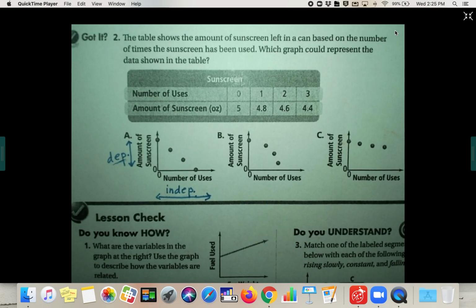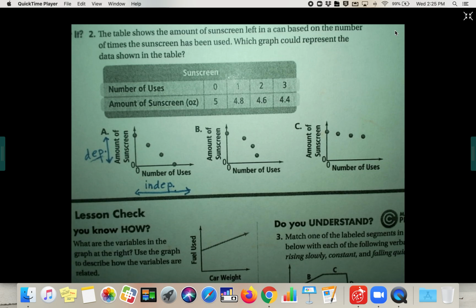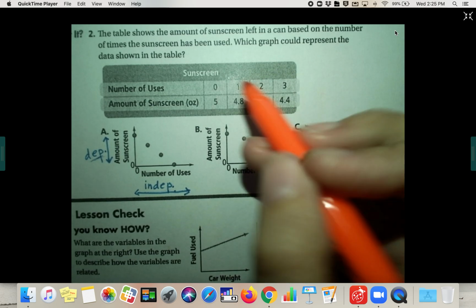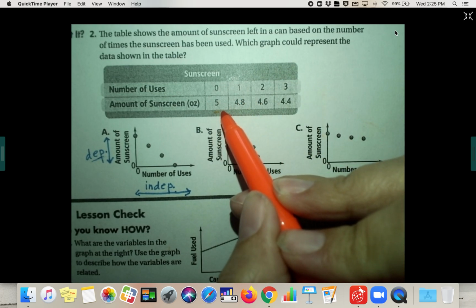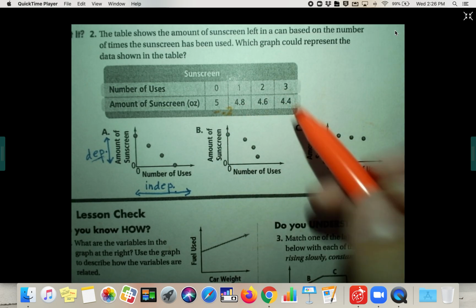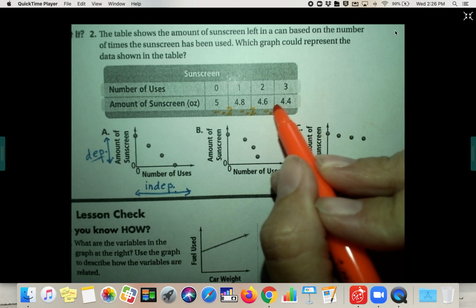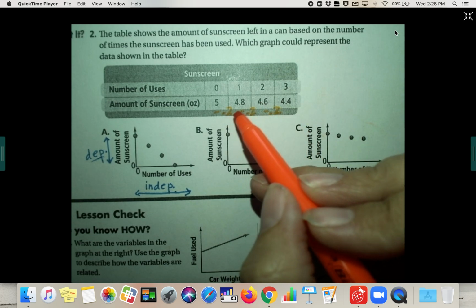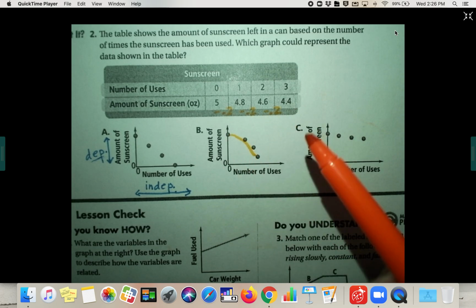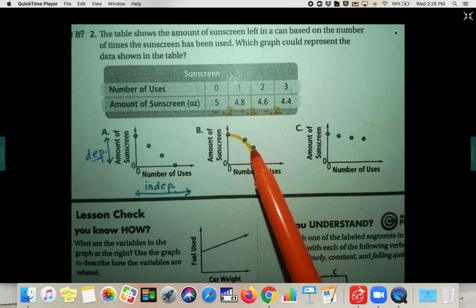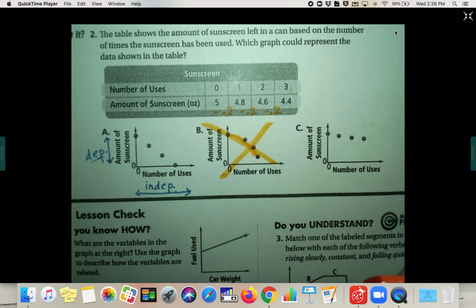So let's check. All 3 of them appear to be going down, so we know any of them could work. But let's see if this is a linear amount. Let's see if it's a constant amount. From 5 to 4.8, we're subtracting 0.2. From 4.8 to 4.6, we're subtracting 0.2 again. And from 4.6 to 4.4, we're subtracting 0.2 again. So we are going down the same amount each time. So when you look at something like this, you're going down a lot, and then a little, and then a little again, which is not constant. It's a curve. So that is not going to be our answer.